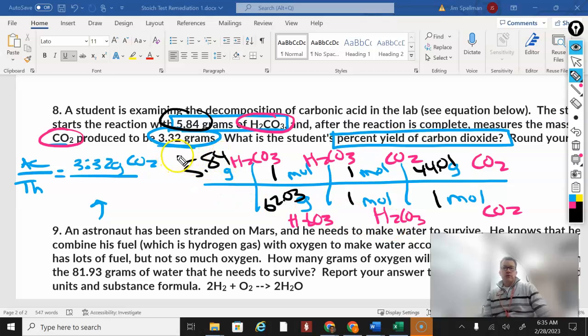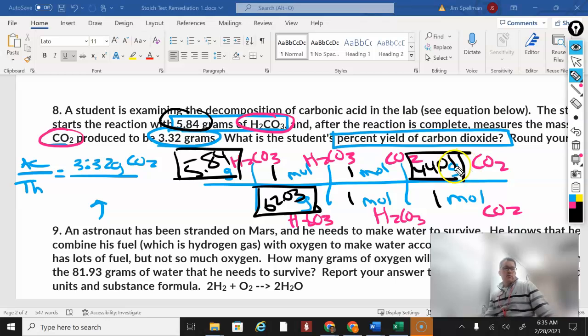So to go through this, take 5.84, divide it by that number on the bottom, multiply it by that number that's on the top, and it gives us about 4.14, and that's the number that goes on the bottom of the fraction. So then we take 3.32, divide it by 4.14, multiply that times 100%, and we end up getting 80.19%.